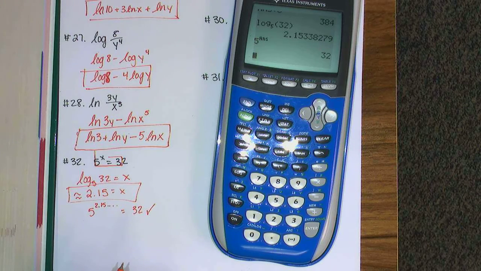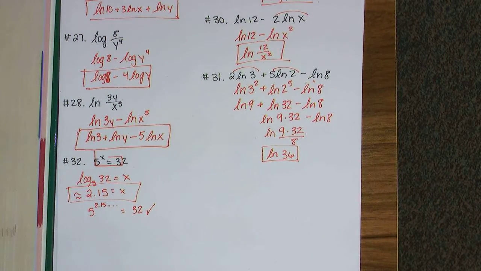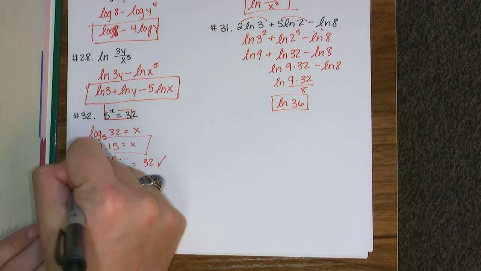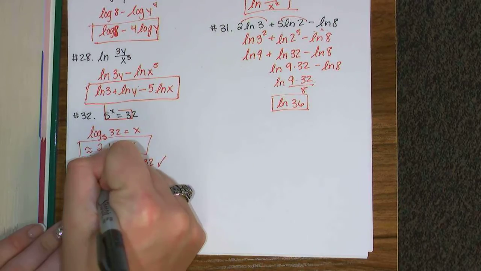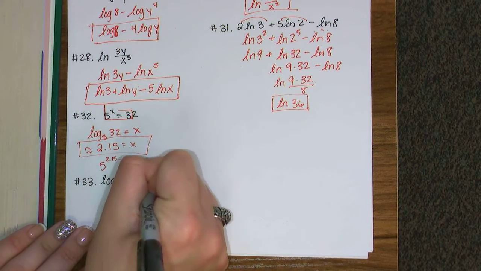Alright, let's see, 33 is next. And I know 34 was one that was really complicated, so we'll spend a couple minutes with that one as well. But 33, log base 3 of 2x minus 5 is equal to 2.